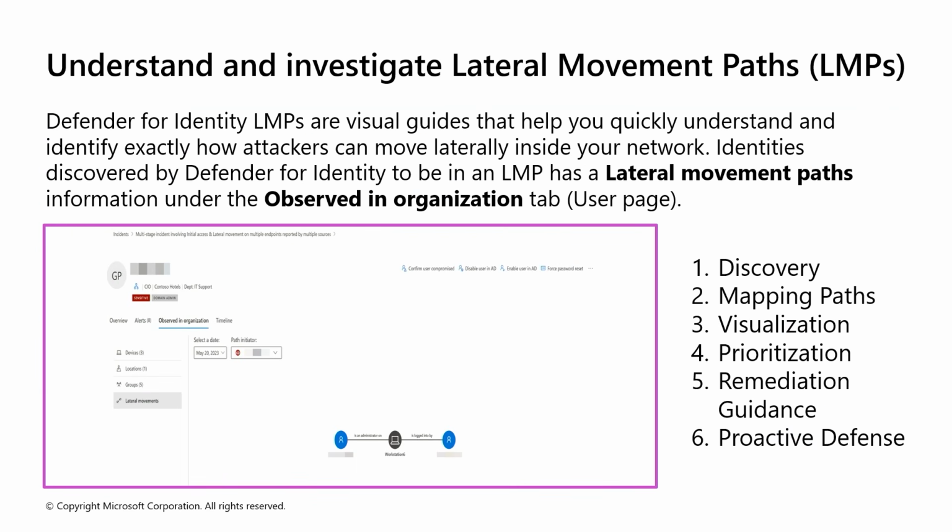In Microsoft Defender for Identity, lateral movement paths, or LMPs, are visual representations of potential attack routes that a threat actor could exploit to move laterally within your network and eventually compromise high-value targets, such as domain admins or sensitive accounts. So let's see how this works.